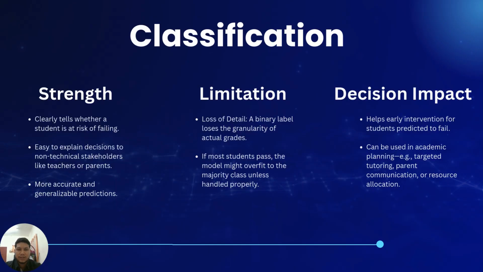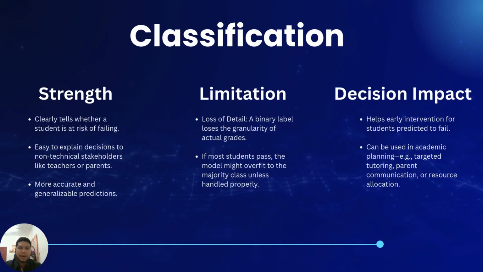So for classification, its strength is it clearly tells whether a student is at risk of failing, and it is also easier to explain decisions to non-technical stakeholders like teachers or parents. Its limitation includes loss of detail. For example, the classification output would be either a student would fail or pass as opposed to their actual grades, so it would lose the granularity of actual grades. And also, if most students pass, the model might overfit to the majority class unless handled properly.